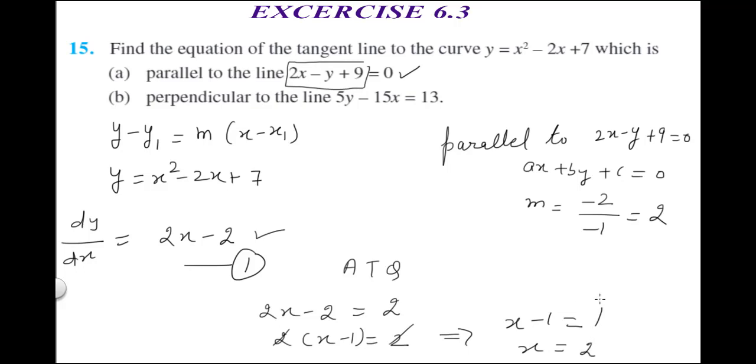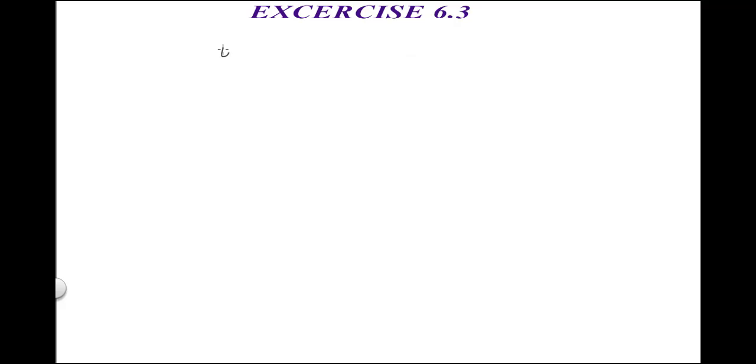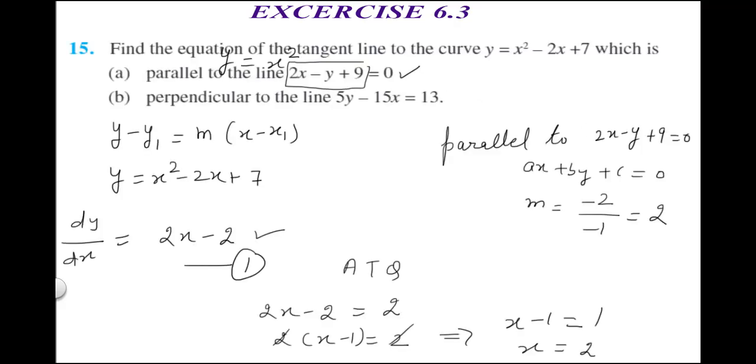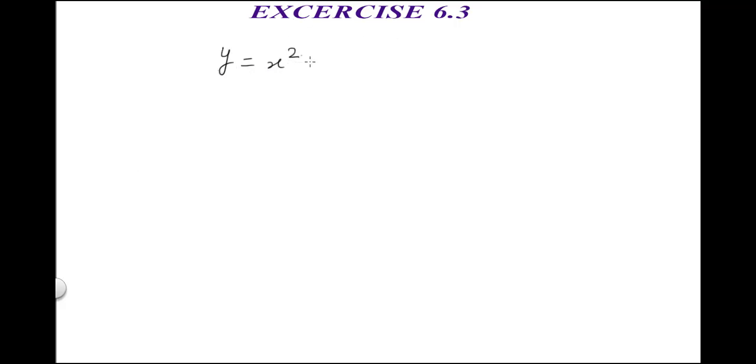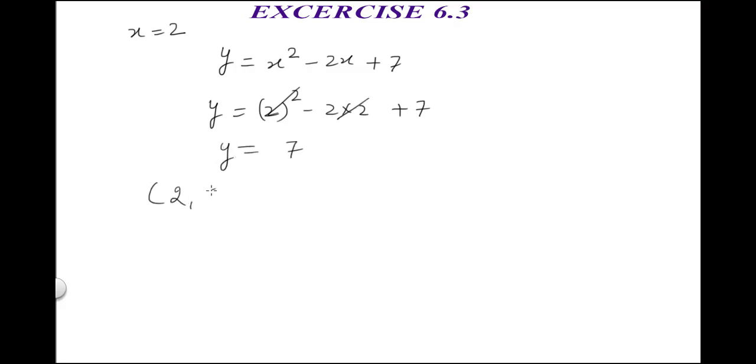If x is equal to 2, by putting the value of x in the equation of the curve, we can find out the value of y. Let us do that. The curve equation is y equals x square minus 2x plus 7. So for x equal to 2, the value of y is 2 square minus 2 into 2 plus 7. So you see, 2 square and 2 square will get cancelled, y value is 7. Hence the point is (2, 7).